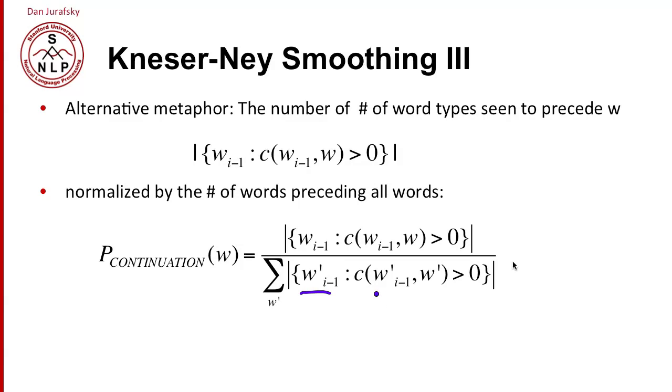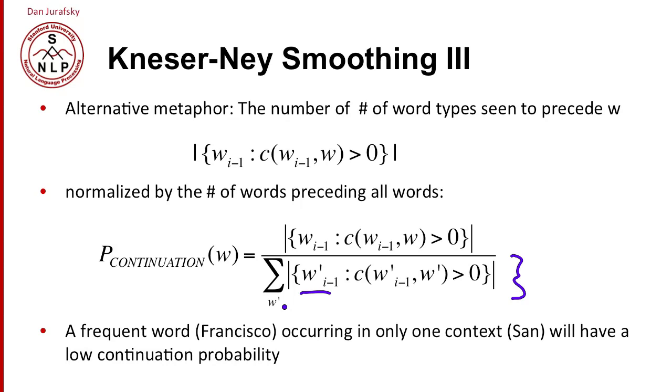The denominator here and the denominator we saw on the previous slide are the same because the number of possible bigram types is the same as the number of word types that can precede all words summed over all words. If you think about that for a second, you'll realize that's true. So in other words, with this kind of Kneser-Ney model, a frequent word like Francisco that occurs only in one context, like San, will have a low continuation probability.